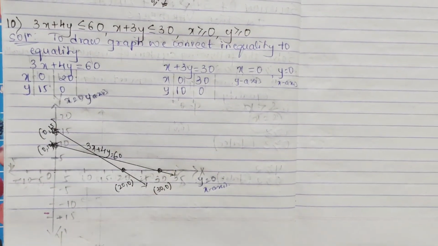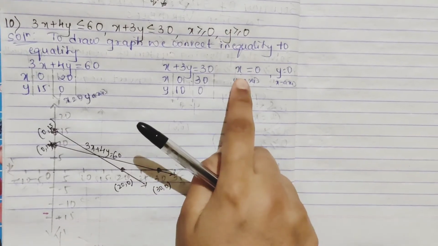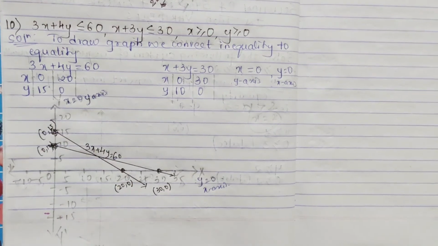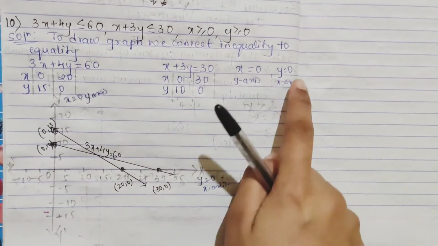Now next, you see here x is equal to 0. I have said it is only the y-axis, so this line. And second is y is equal to 0, the x-axis, so it will be this line only.